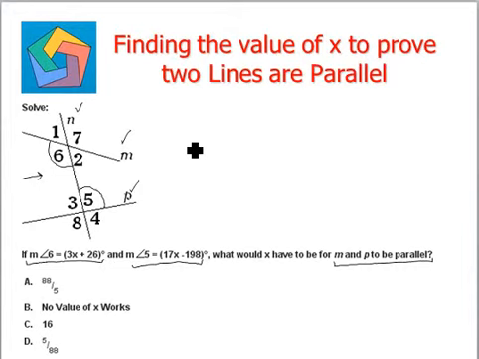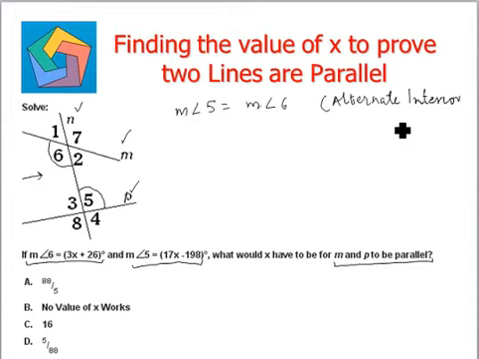Now for M and P to be parallel, measure of angle 5 should be equal to measure of angle 6. They will form the alternate interior angles. If this pair of angles are equal, then M and P will be parallel. So we'll plug in the values. Measure of angle 5 is 17x minus 198 equals 3x plus 26.